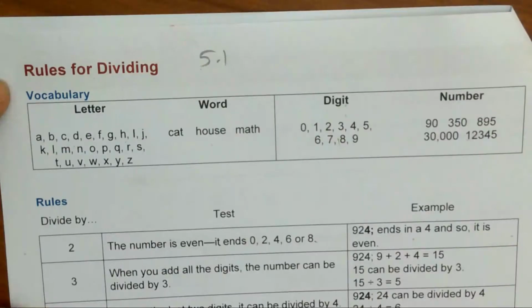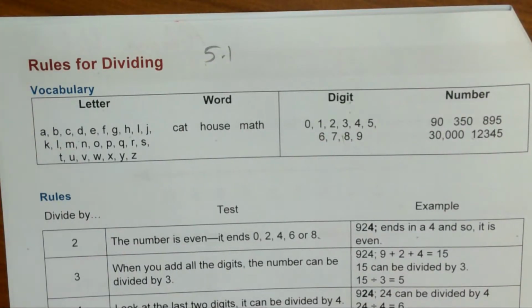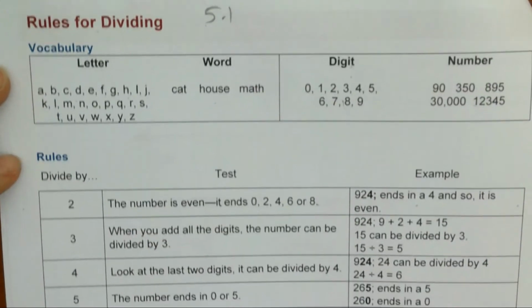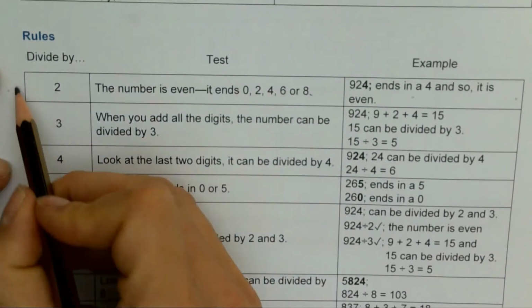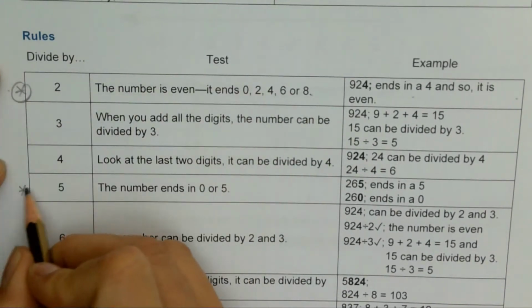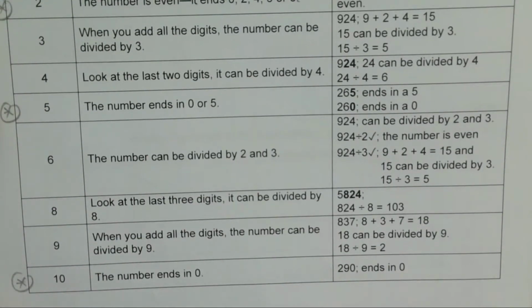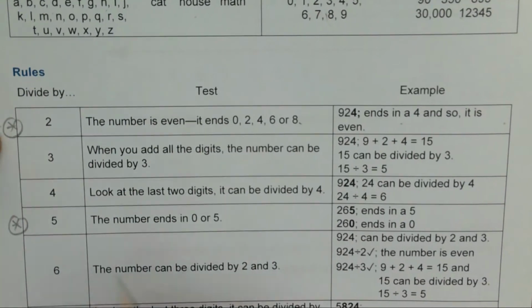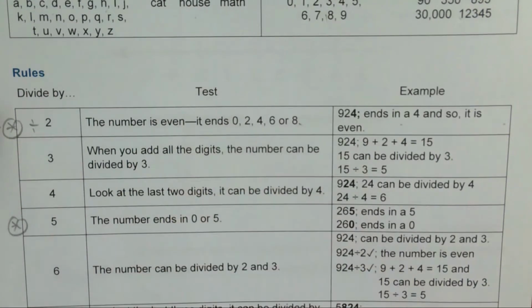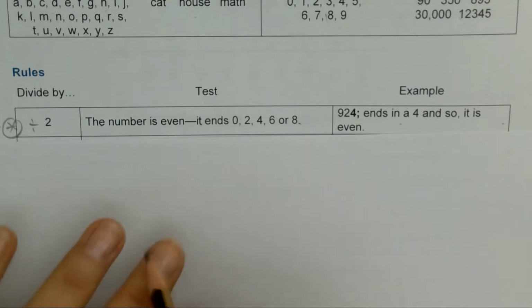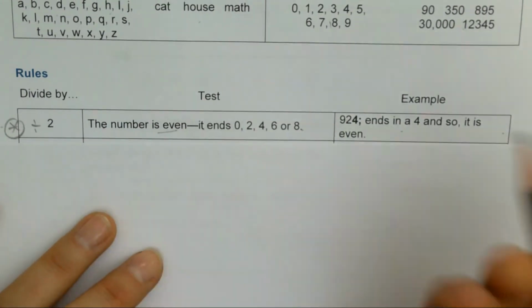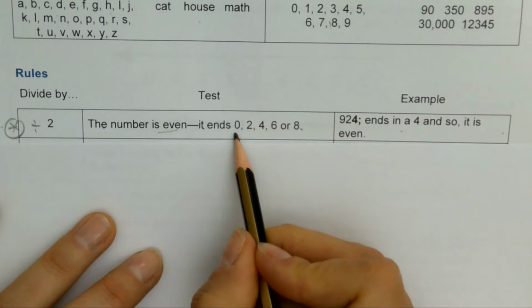So we have some rules that make dividing in our heads or dividing easier. And I'm going to show you the easy rules first. We're going to do 2 because it's easy, 5, and then we're going to do 10. So these are the ones we're going to show you first because they're the easy ones. So if I want to divide a number by 2, if I can divide a number by 2, then the number is going to be even. And so the very last digit is going to be a 0, 2, 4, 6, or 8.